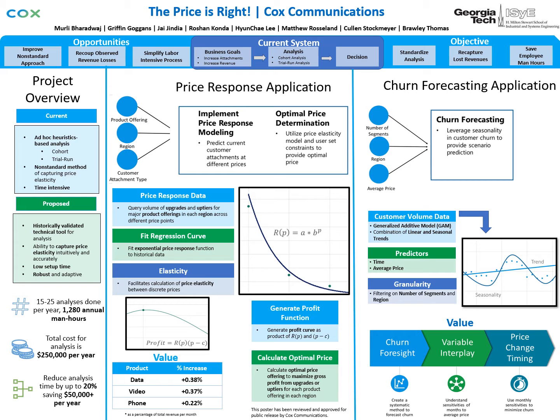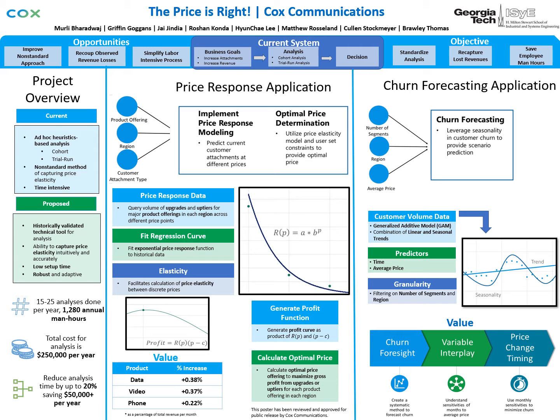According to our calculations, if optimal pricing had been offered to all customers in 2019, we could have seen a percentage increase of 0.38% in profits monthly for all data products, a 0.37% increase in monthly profits for all video products, and a 0.22% increase in profits for all phone products.